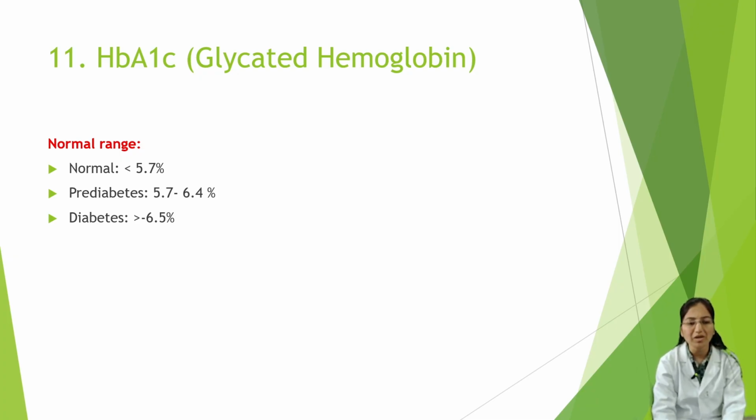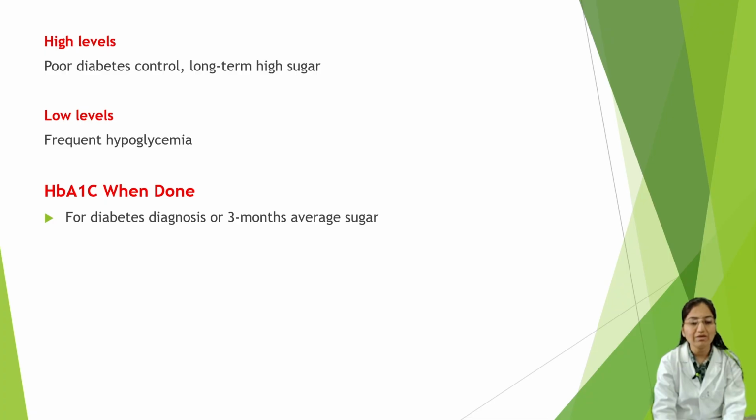Next test is HbA1c, that is glycated hemoglobin. Normal is less than 5.7%, pre-diabetes is 5.7 to 6.4%, and diabetes is greater than or equal to 6.5%. If this level is increased, we can see poor diabetes control and long term high sugar. If low, frequent hypoglycemia we can see. This test is done for diabetes diagnosis or for the 3 months average sugar in a patient.